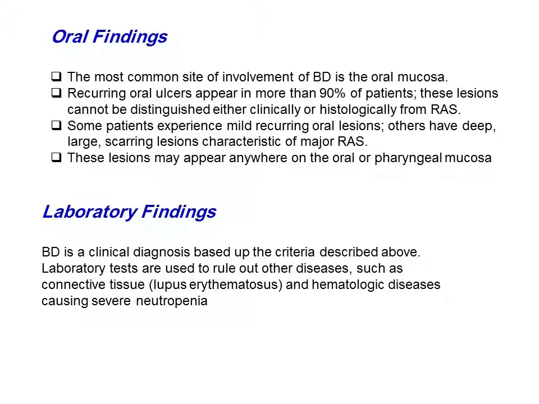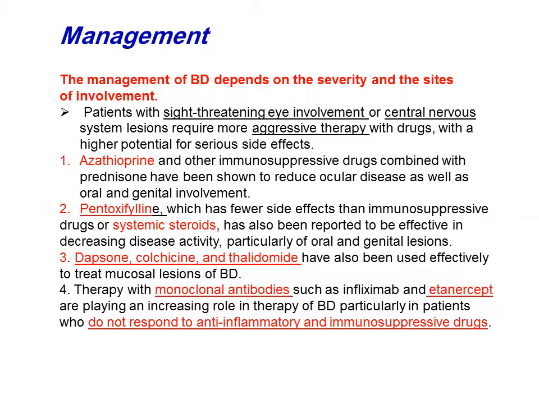Laboratory findings depend on the clinical diagnostic criteria. Laboratory tests may be used to rule out other diseases, in other words, to exclude other connective tissue diseases such as lupus, and hematological diseases causing severe immunity. Now, what is the management of patients with Behçet disease? The management depends on the severity and the site of involvement.